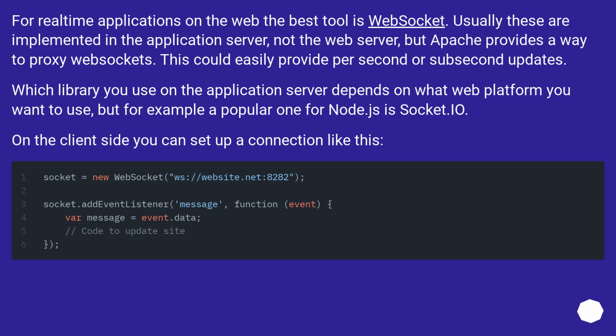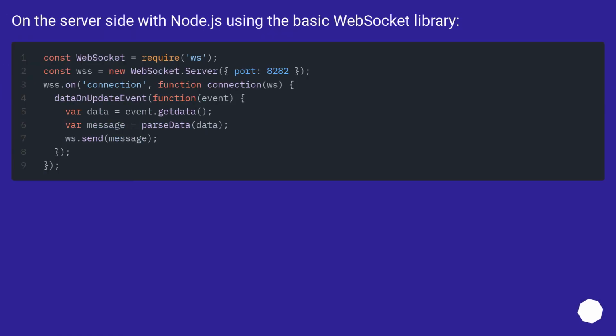Which library you use on the application server depends on what web platform you want to use, but for example, a popular one for Node.js is socket.io. On the client side, you can set up a connection like this. On the server side with Node.js using the basic WebSocket library.